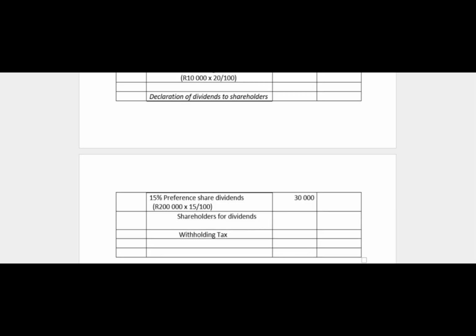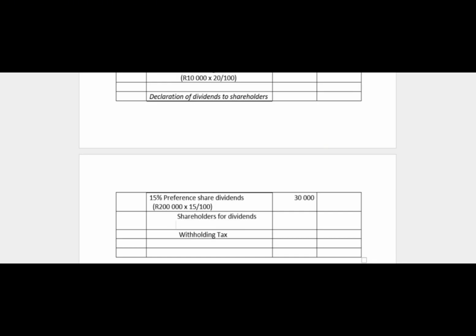And then now we get here, we need to calculate the total dividends for preference shares. So we're going to use the 200,000 rand for the number of shares issued, multiplied by 15% for the preference shares. That 15% is for us to calculate dividends with it. So how much is the dividends for preference shares? So 200,000, you multiply by 15, you divide by 100, you get 30,000. So that 30,000 is for preference dividends, 30,000.